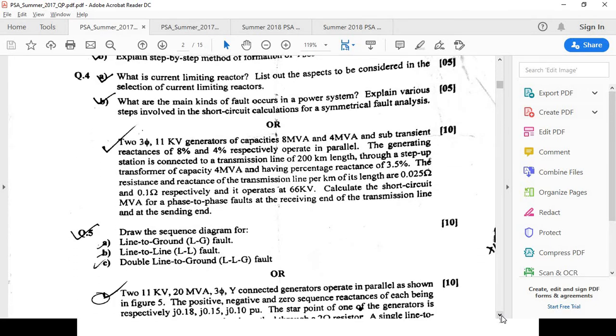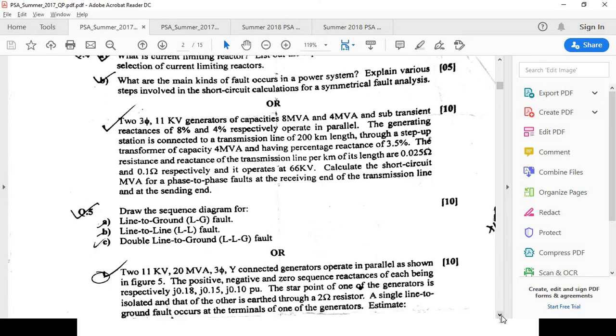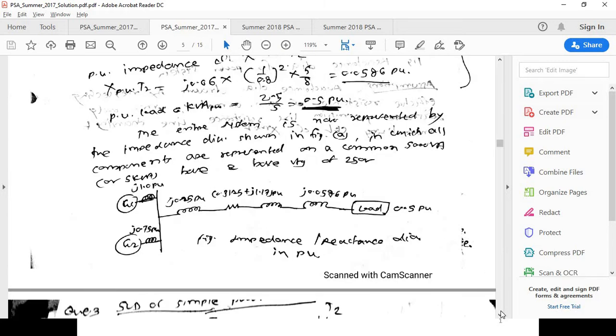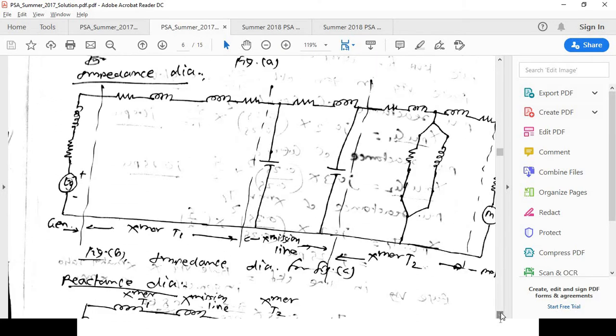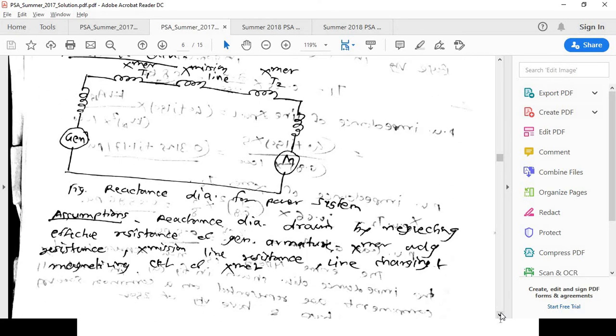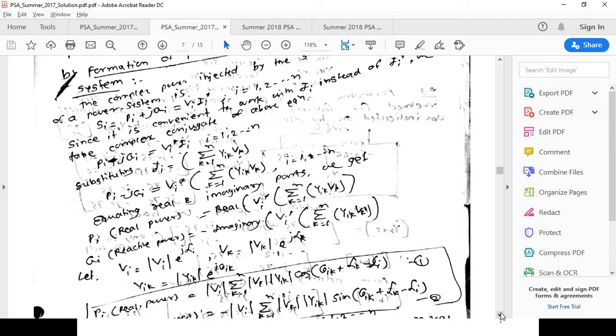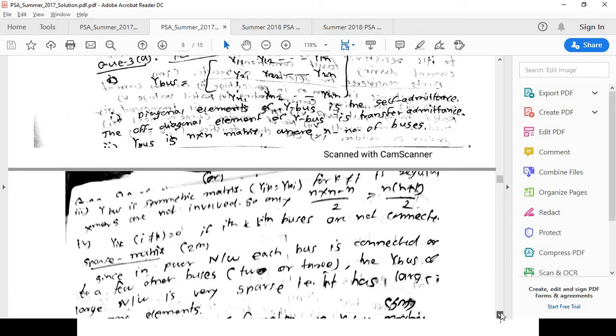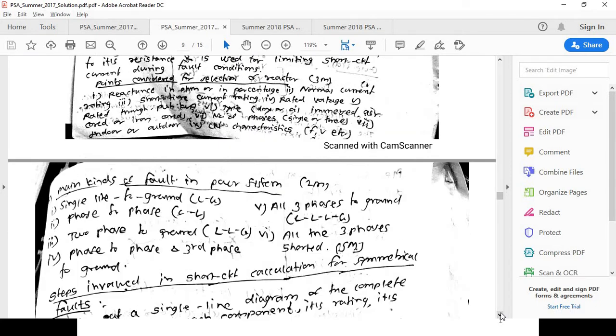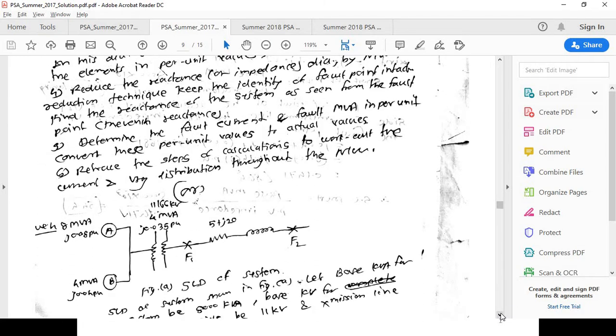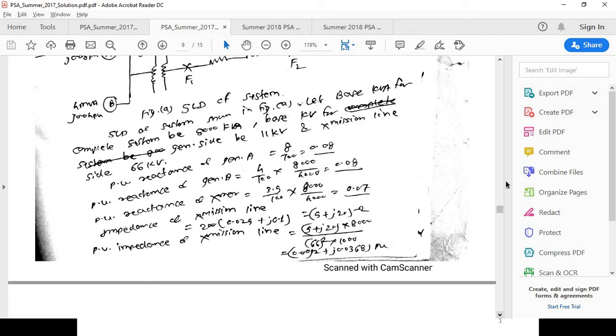Now, the next numerical is from unit 4, related to symmetrical fault analysis. The question is based on the syllabus of symmetrical fault analysis. So, question 4B. Of course, make sure that whenever you solve a numerical, first of all, list out the given data and accordingly try to solve it, so that you get the idea what the given data is and which parameter we have to solve. So in this case, this is an example of symmetrical fault analysis which we have to solve.